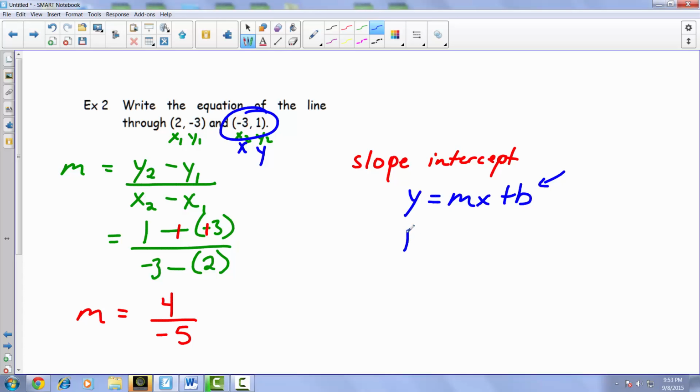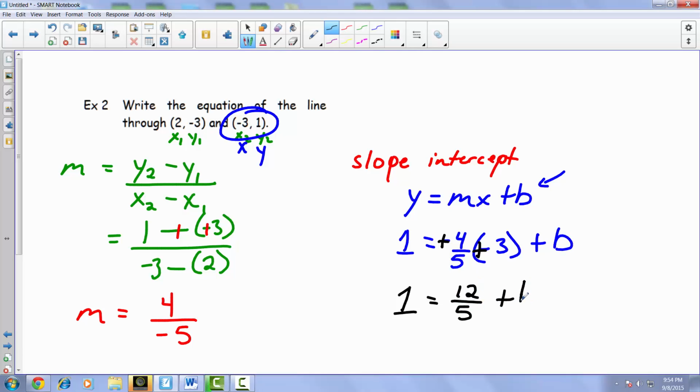We end up then with 1 is equal to our slope, -4/5, times our x value, here it is, -3, plus some b. We have no idea yet what b is. Simplifying this, we end up with 1 is equal to negative times a negative will come out to be a positive, 4 times 3 gives us 12 on top over 5 plus some b.